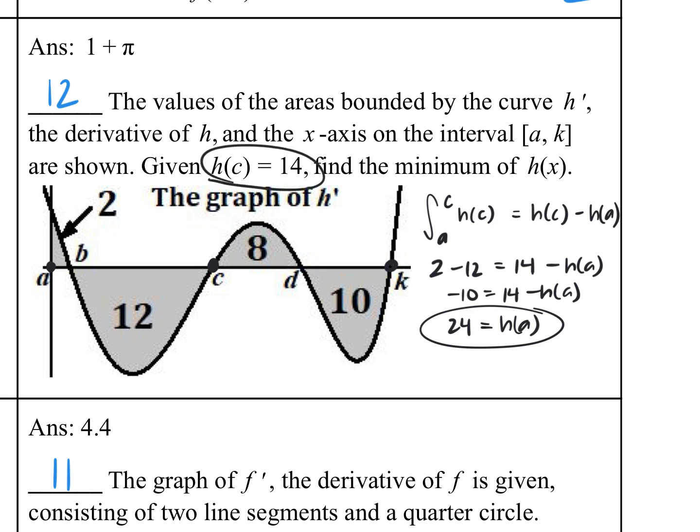So currently h of c is the minimum, but I need to check h of k. So h of k is going to equal, we know h of c is equal to 14, so then I can just add 8 to that and subtract 10. So 14 plus 8 minus 10, that's going to give me 12. So h of k is 12, and that is going to be our minimum value.